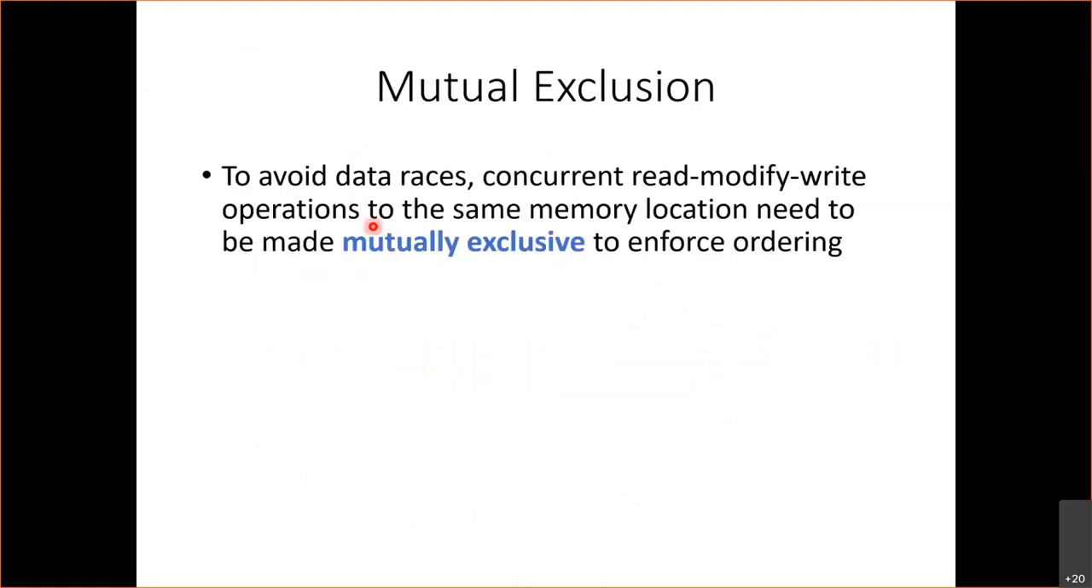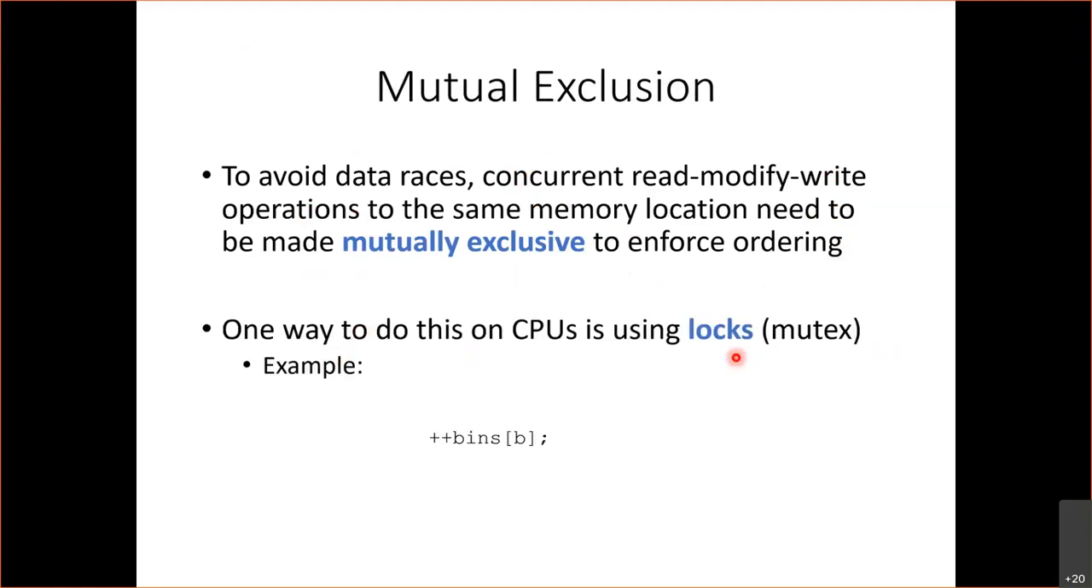To avoid data races, concurrent read, modify, write operations to the same memory location need to be made mutually exclusive in order to enforce ordering. So for example, on a CPU, what is one way to enforce mutual exclusion? What do we use? A mutex, or a lock. One way to do this on the CPU is using locks. Sometimes you also call these mutexes. So if I have this plus plus bins of B, I can put a lock before it: I do mutex lock for some lock, then I increment it, and then I do mutex unlock and release the lock. Okay?